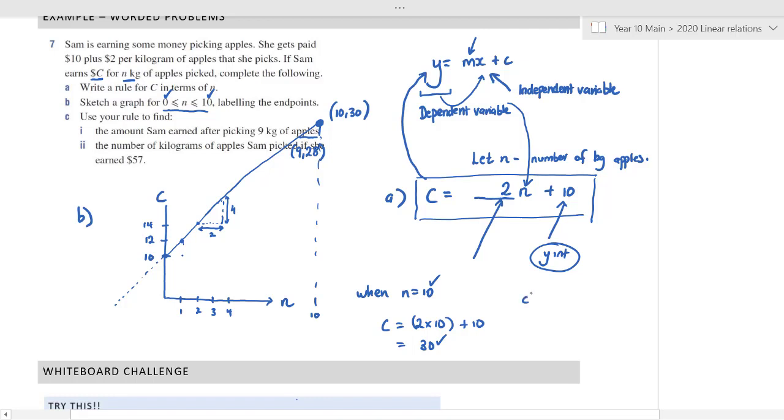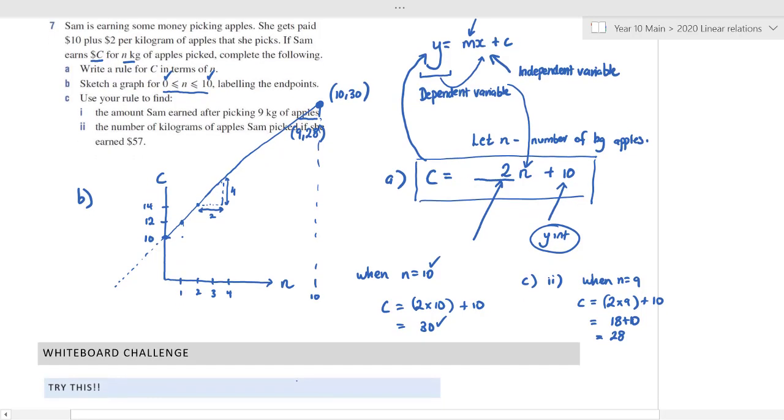Or we could do it by substitution. So we're looking at c. And so we can say that when n is equal to 9, always write this when we're substituting, what is c? Well, it's 2 times 9 plus 10, which is 18 plus 10, which is 28. But we didn't necessarily have to do that, because if we knew the concept of the gradient and how that affects these values, c, and how that relates to n, then we could do it sort of 2 ways.